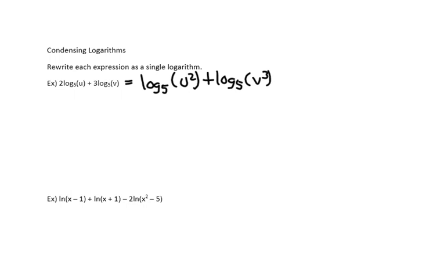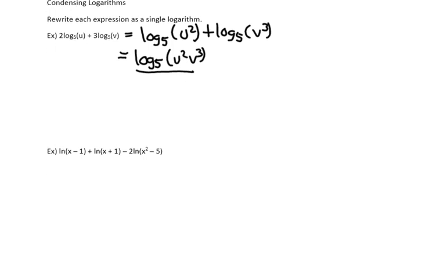Now remember, the bases have to be the same in order for me to combine them. Well, because it's addition in between, I know I can condense it with multiplication inside the log. And we're done here. Okay, let's take a look at the middle example then. So again, I'm going to take care of the exponent part first.